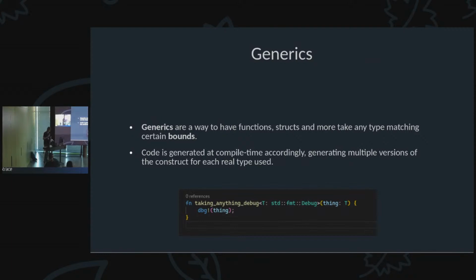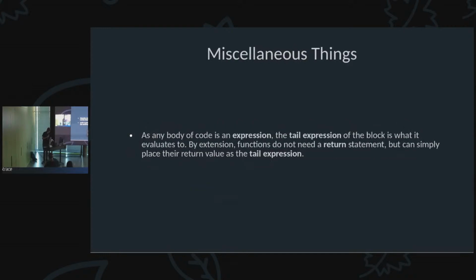Generics are a way to have functions, structs, and more take any type matching certain bounds. So this is also similar to templates in a way in C++. And code is generated at compile time accordingly, generating multiple versions of the construct for each real type used. So if you, for example, give the example function an unsigned 32-bit integer and a signed one in two different places, this function will exist twice for the different types in the resulting binary.